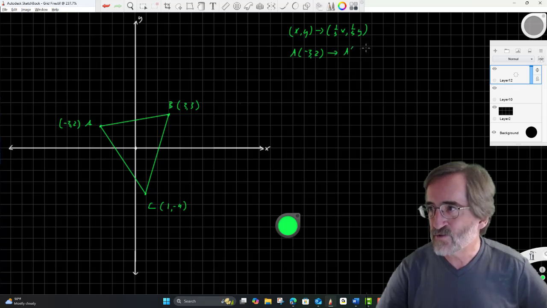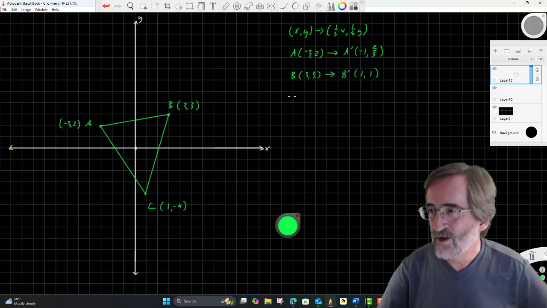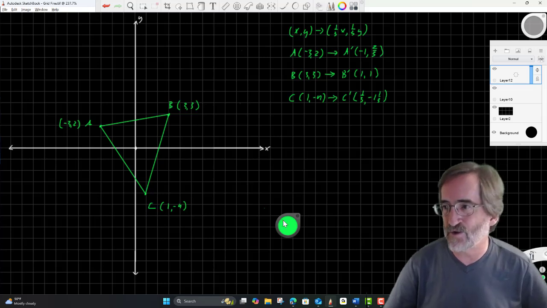A prime is 1/3 of -3, which is -1. 1/3 of 2, which is 2/3. V is 3, 3. So V prime, 1/3 of V is 1. And C is 1, -4. C prime, 1/3 of 1 is 1/3. 1/3 of -4 is -1 1/3, or -4/3. But -1 1/3 is easier to follow and understand.